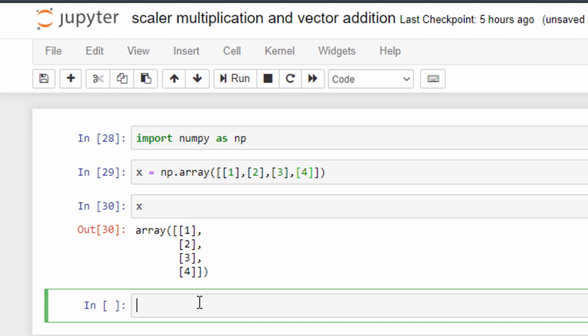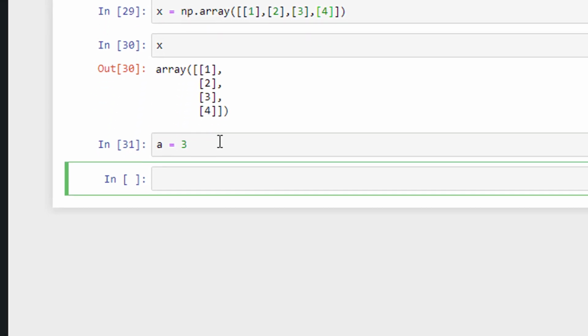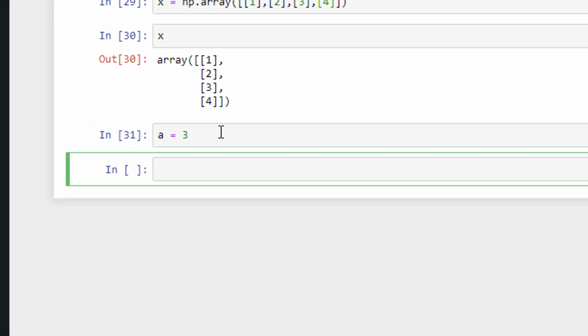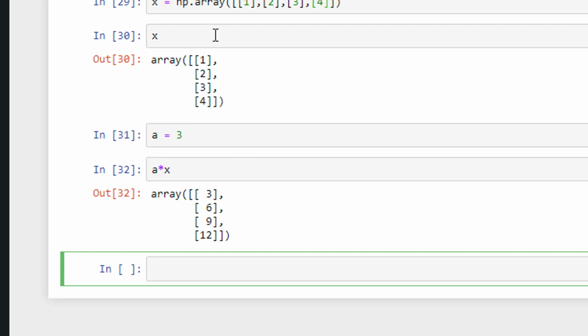Now let's say scalar a is equal to 3. I want to multiply this column vector with the scalar 3. So how do we do that? It's simple, a star x, where the column vector is in x. If I go ahead and run it, 3 ones are 3, 3 twos are 6, 3 threes are 9, 3 fours are 12. So this is scalar multiplication.